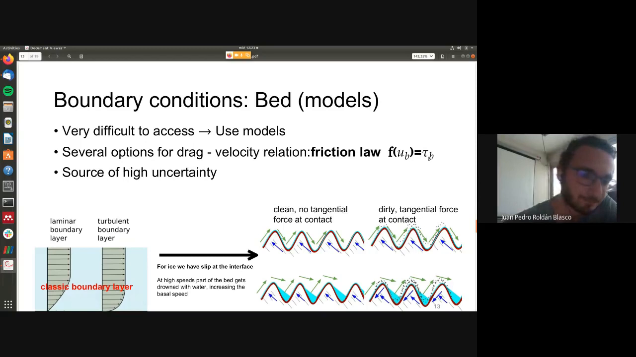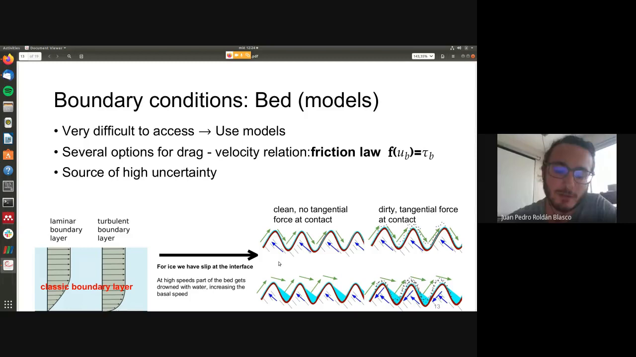And typically, as I said, in aerodynamics or hydrodynamics, you have your different boundary layers with the no-slip conditions, the velocity at the base is zero. And here in ice it is not the same, we have slip. And actually, there is a whole world of models here, because it's very difficult to validate them, actually.